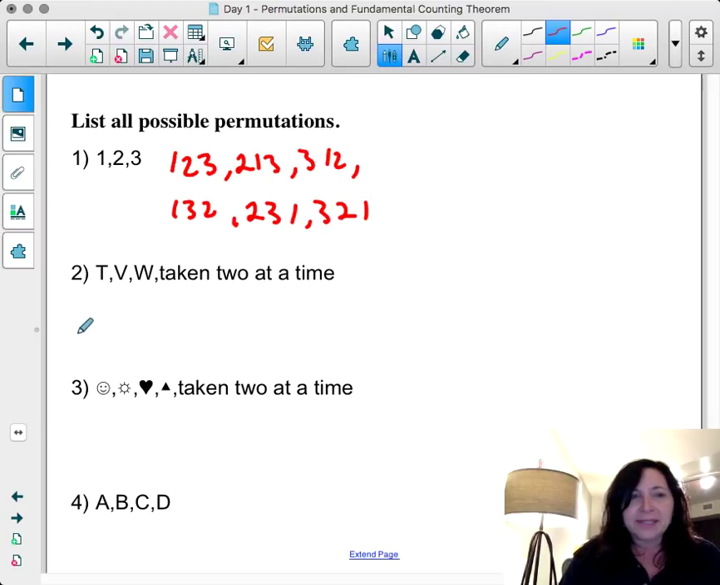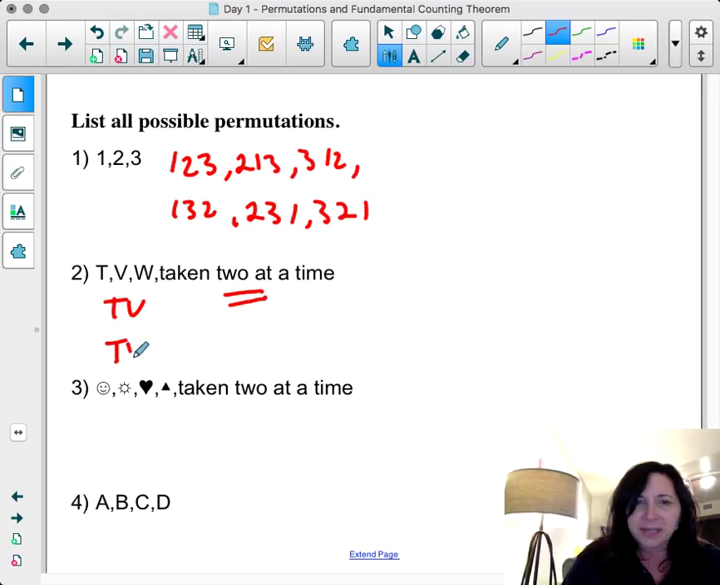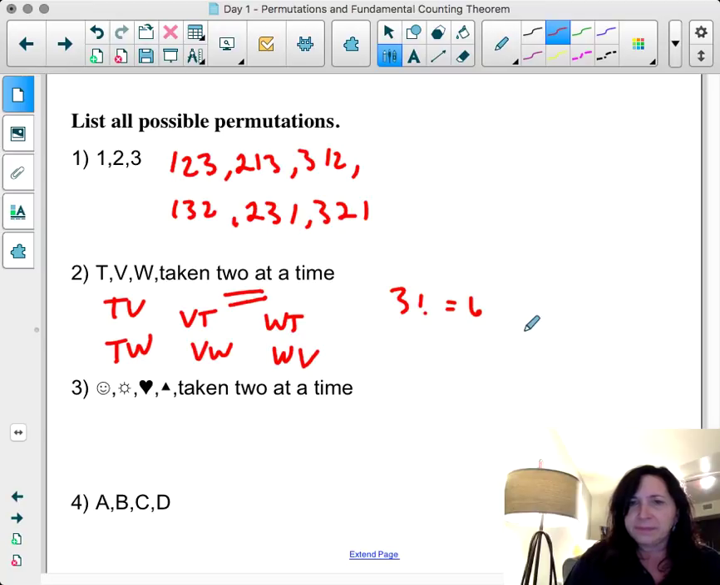But if I have T, V, W, but I only want 2 letters at a time, I'm going to have TV. I could have TW. I could have VT. I could have VW. I could have WT, and I could have WV. And then for this, taking these 2 at a time, what is that? 1, 2, 3, 4, 5, 6. Which is 6. Again, another 3 factorial.